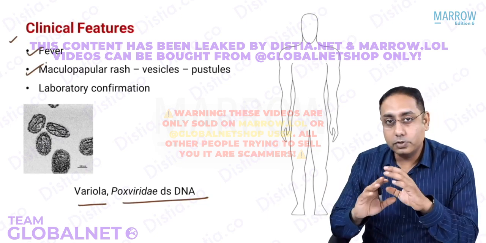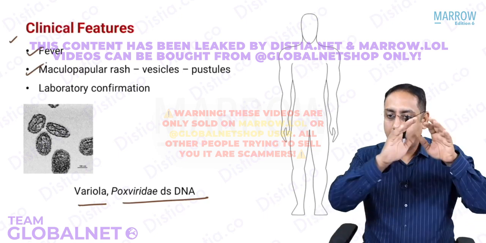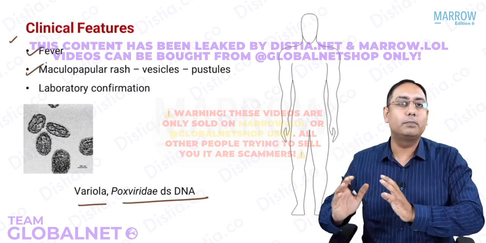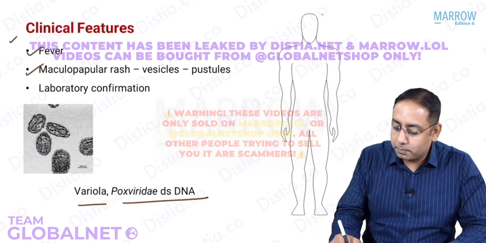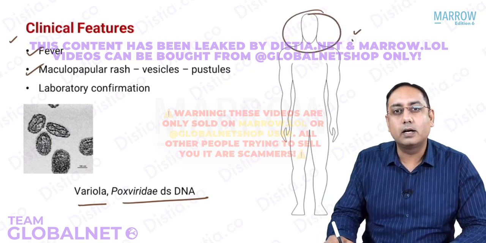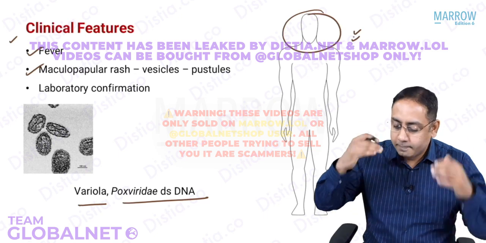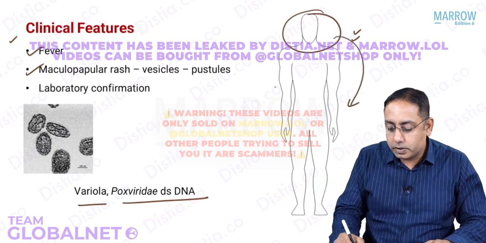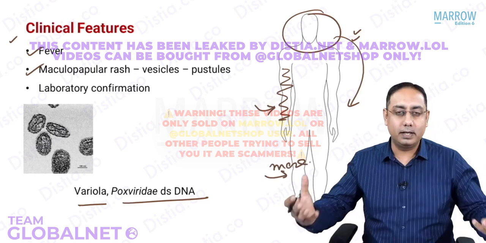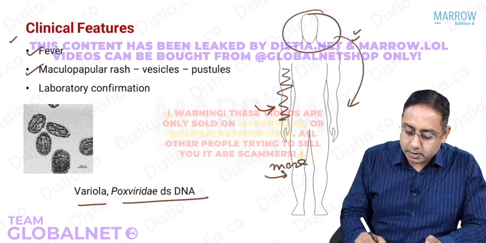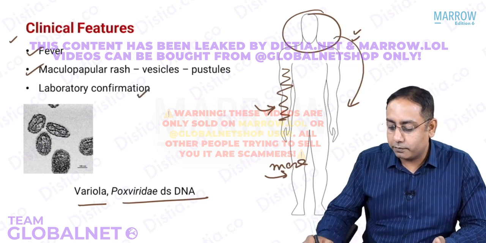So there is no pleomorphism. All the rash would either be in the vesicle stage or in the pustular stage. That is what is characteristic about smallpox. The smallpox rash would typically start as a maculopapular rash from the face, and then extend downwards, with more in the extremities, in the limbs, upper limbs and lower limbs. The diagnosis was by laboratory confirmation.